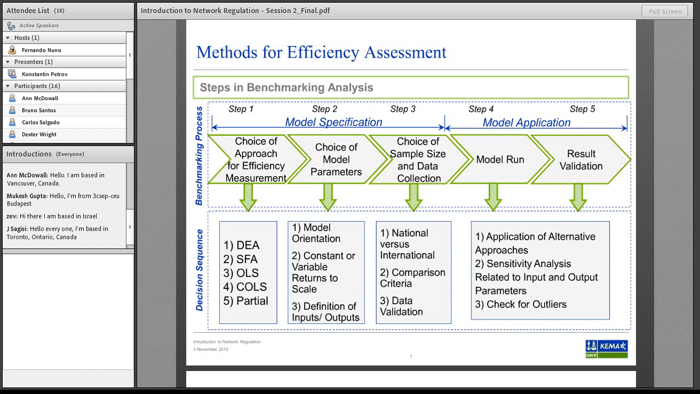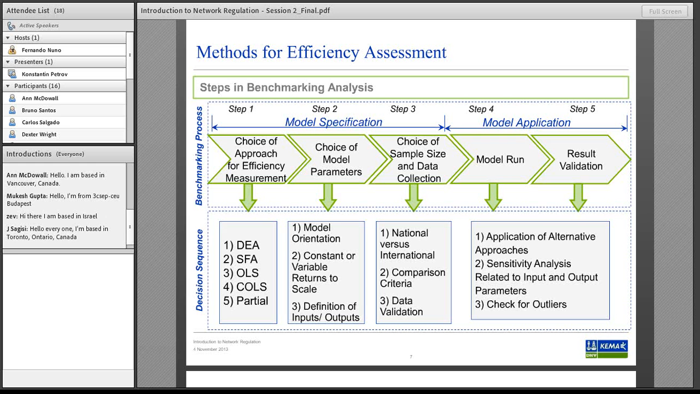Step number two, on the model specification, is the choice of the model parameters. Once we have selected the technique, we have to look at what is on the input side and on the output side of the model. So it means we have to select parameters for the inputs and the outputs. Could be 1, 2, 3, 4, could be more than that, and it depends on the structure of the sample and also on the nature of the analysis.